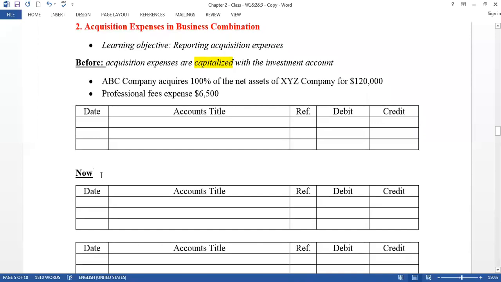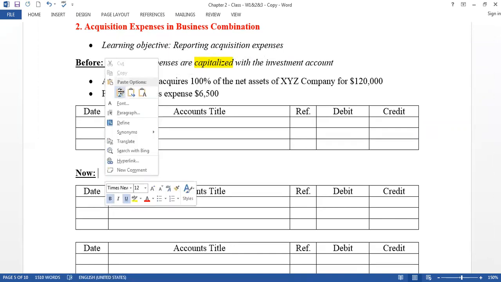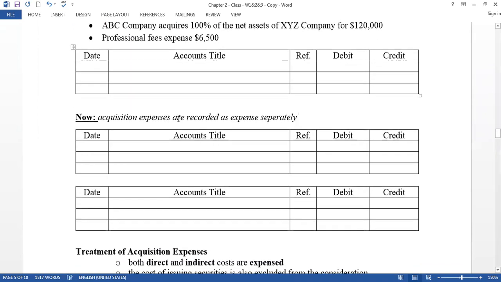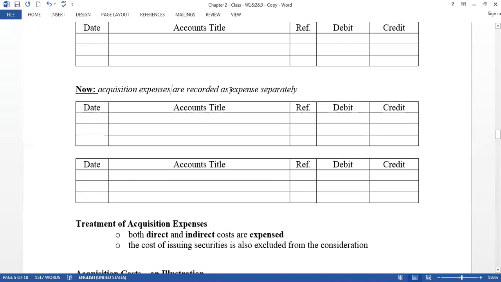But what we are going to learn now is that acquisition expenses are recorded as expense separately. That means we are not going to capitalize.